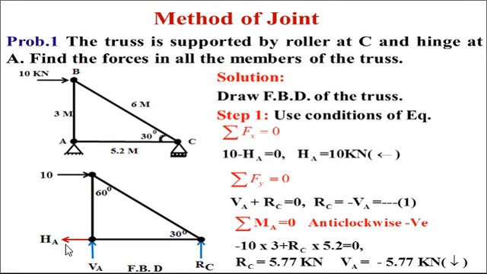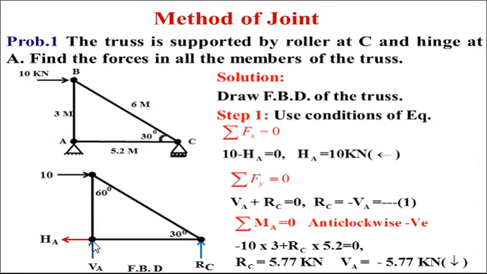Here I have assumed HA is towards left and it is positive, meaning it is towards left. Assumed direction is positive. Okay, Fy equal to 0. By taking Fy equal to 0, in the Y direction, VA plus RC. Only these are the 2 forces in the Y direction. VA plus RC equal to 0 means RC is equal to minus VA, or VA is equal to minus RC.